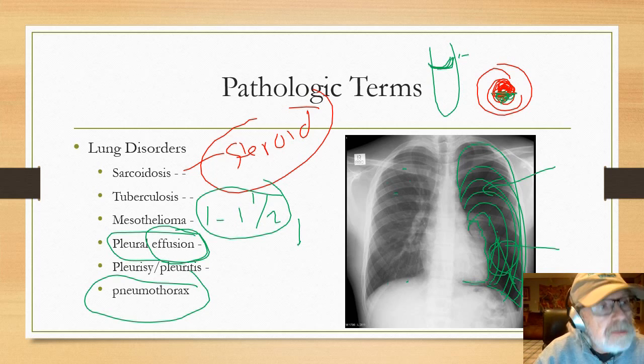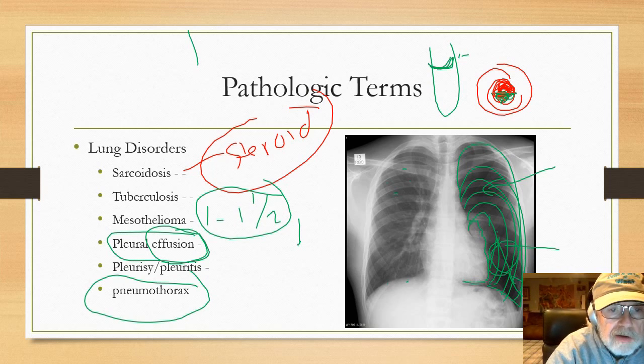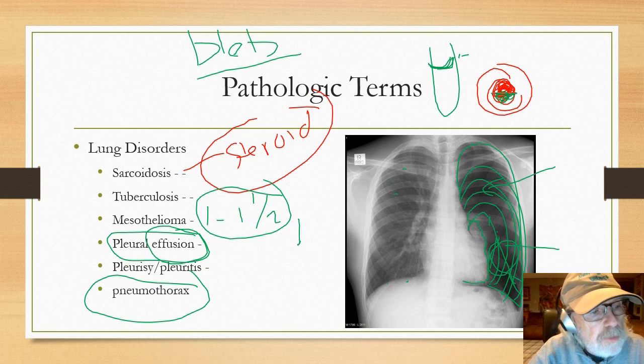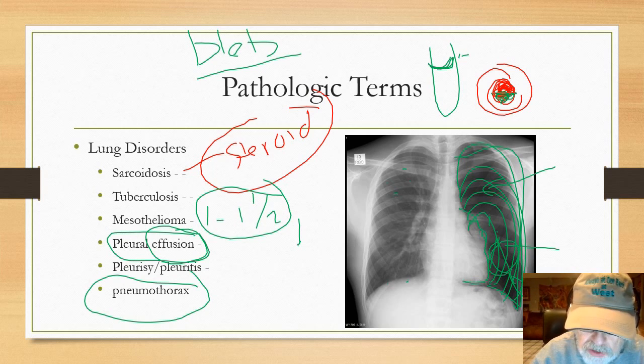This could occur sometimes if somebody has emphysema, and one of those little bubbles, which, by the way, in emphysema are called blebs, B-L-E-B, bleb. If a bleb ruptures and all of a sudden the air leaks out of the lung, it fills the pleural space and it causes the lung to collapse.